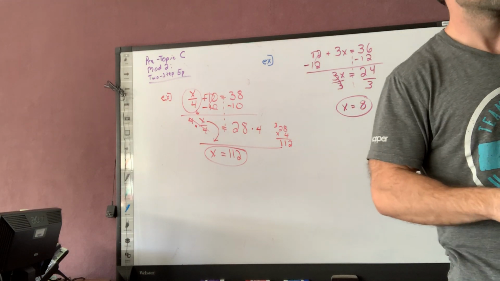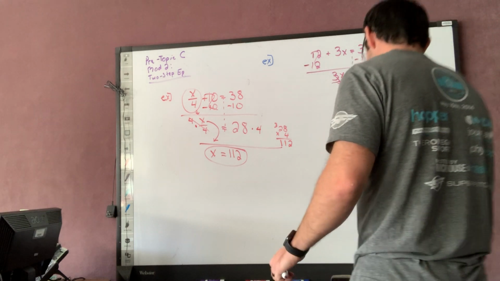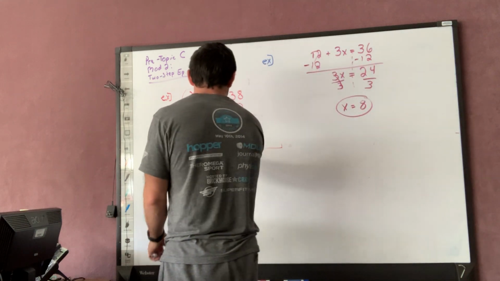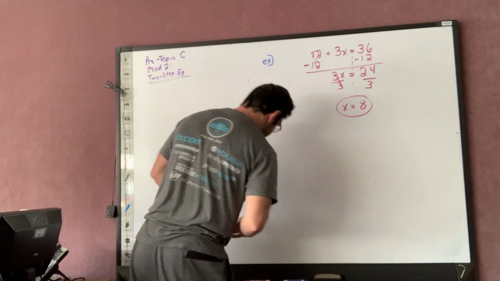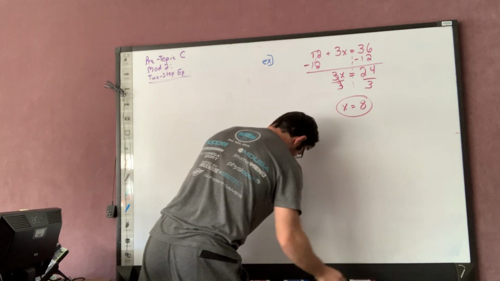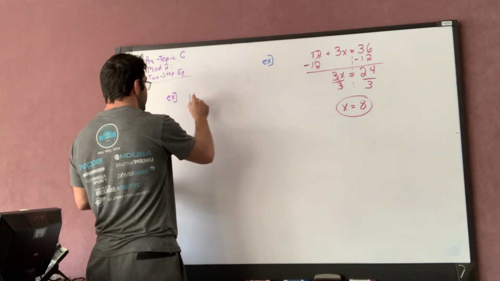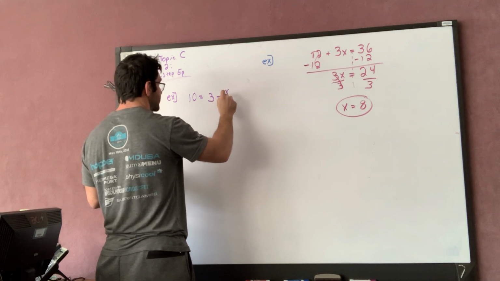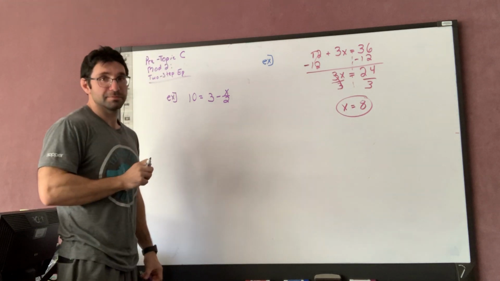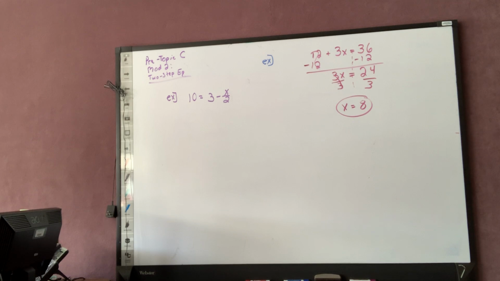So yet again, we move the constant with addition or subtraction. We finish solving by multiplying or dividing. Let's do one more. 10 equals 3 minus x divided by 2. So we have 10 equals 3 minus x divided by 2.